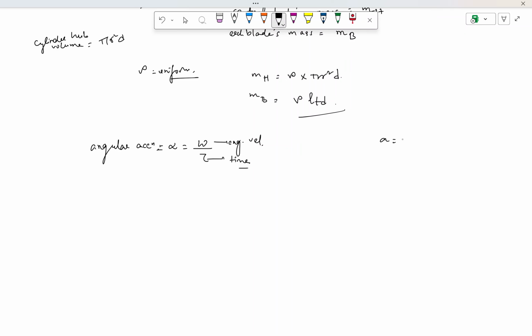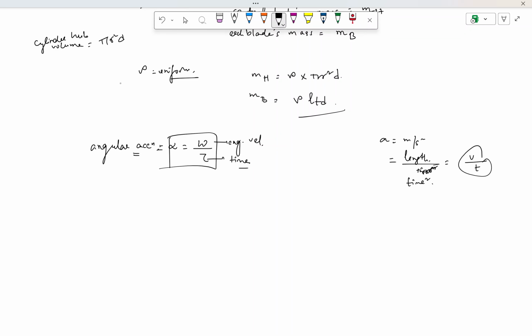Because you know that acceleration is meter per second square in linear acceleration, that means it is length by time square. In other words, it is velocity by time, because velocity is length by time. Similarly, in the angular case, angular acceleration is also angular velocity by the time tau as given in the question.